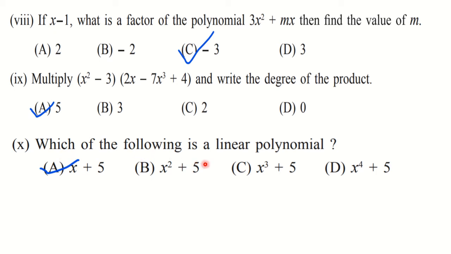Next, which of the following is a linear polynomial? We have studied linear polynomial, quadratic polynomial and cubic polynomial. So a linear polynomial has degree 1. Here you can see that this is the only polynomial with degree 1. Here the degree is 2, here 3, here it is 4. So the correct answer is what? A. You want a linear polynomial. This way you are going to attempt MCQs.